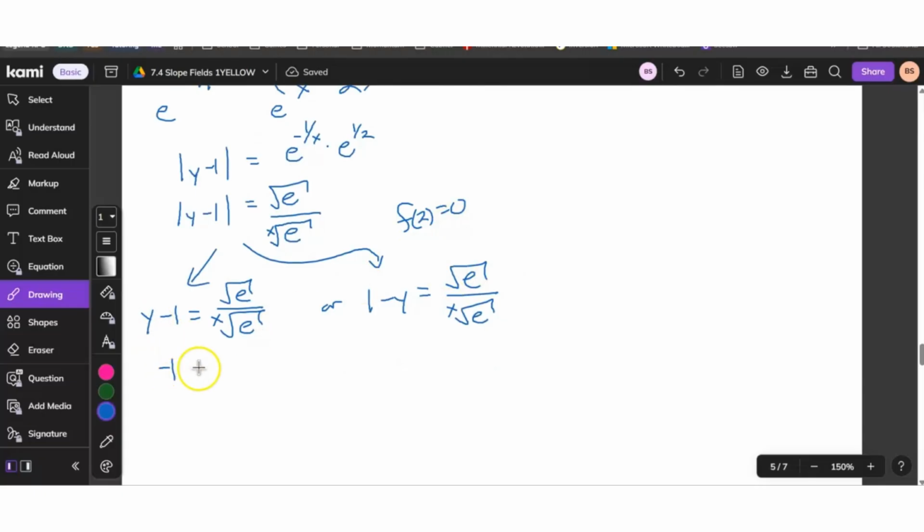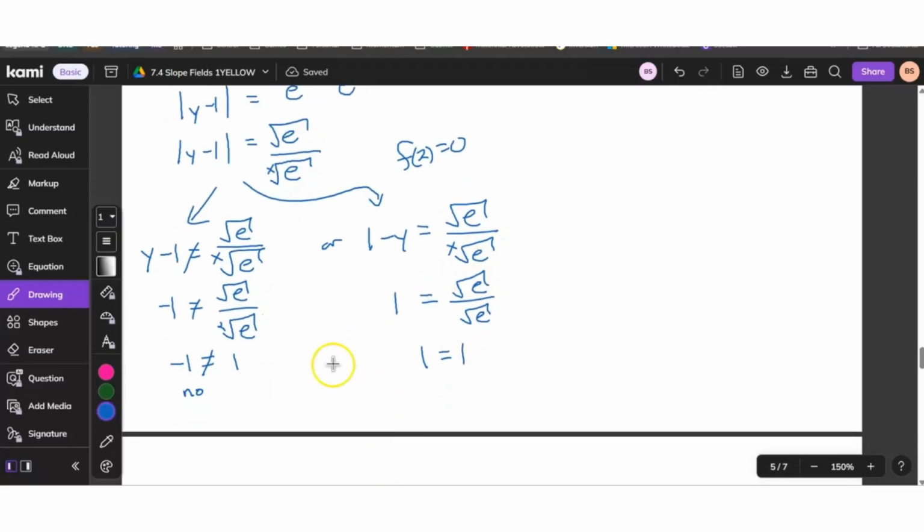So this one's going to be negative 1 equals square root e over the square root of e, right? Because if x is 2. So okay, negative 1 is equal to 1? So negative 1 doesn't equal 1. So we can put that all in and say nope. This one better work then. So this is going to be 1 minus 0 equals the square root of e over the square root of e, which of course works. And so that is going to be my solution.